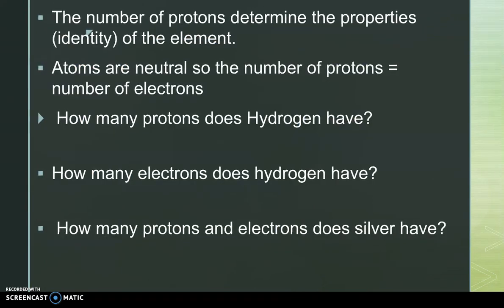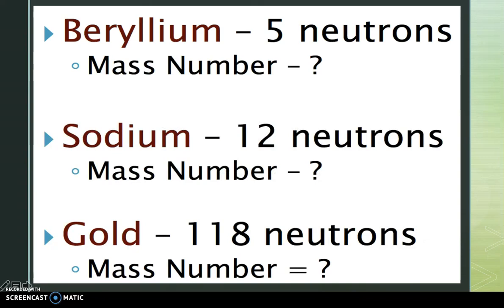So this is an example. We just did hydrogen. It has 1 proton, and because protons equal electrons, it has 1 electron. For silver, I want you to look up how many protons and how many electrons silver has. These give you an example of the other side. Looking at the mass number, if I know beryllium is element 4, so it has 4 protons, and I'm given that it has 5 neutrons, I know that it's going to have a mass number around 9. Then you can follow the same pattern for sodium and gold.